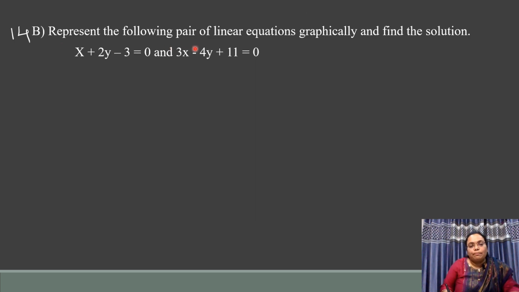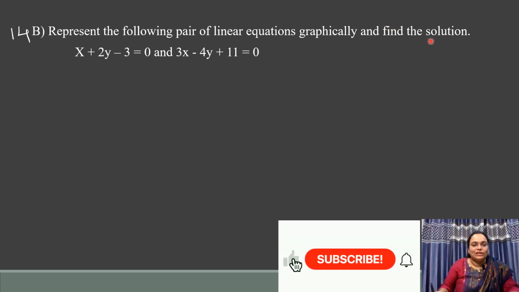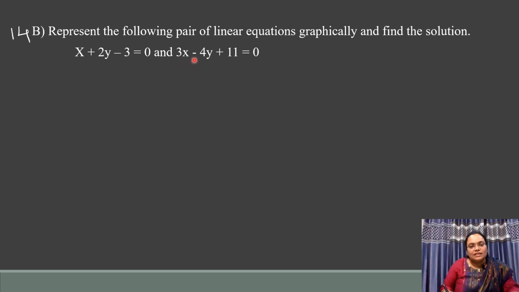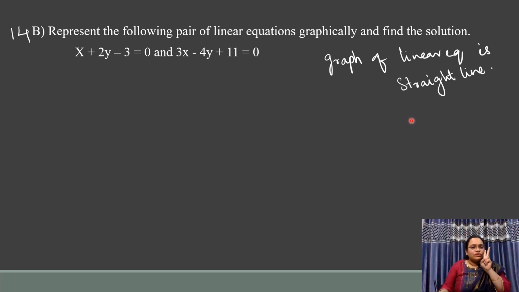Represent the following pair of linear equations graphically and find the solutions of x plus 2y minus 3 is equal to 0 and 3x minus 4y plus 11 is equal to 0. If you just need 2 points, you can draw a straight line. Correct? Do you agree with me? If you just need 2 points, you can draw a straight line.